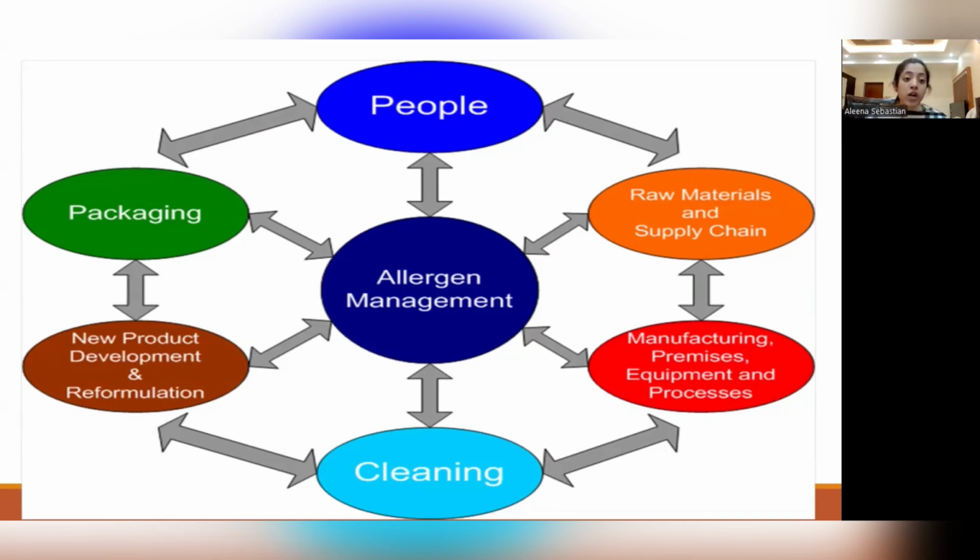Then the next one, new product development and reformulation. Suppose we actually have a product, then we make some changes in its ingredients. Sometimes we substitute it with another ingredient which has an allergen. This in turn causes a food allergy in the person who is allergic to that substance. So when we are making any reformulation or developing any new product, we should clearly state what all the ingredients are which we have changed and what all possible allergens are present.